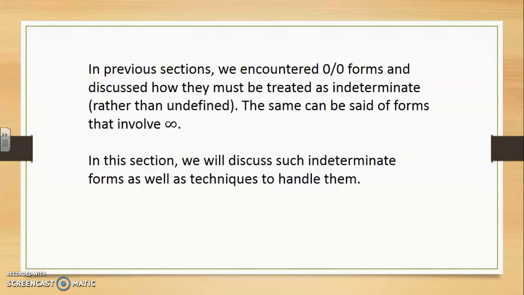In previous sections we encountered 0 over 0 forms and discussed how they must be treated as indeterminate. Rather than calling them undefined, you have to recall that 0 over 0 meant that more work needed to be conducted in order to establish whether the limit exists or not. The same can be said of forms that involve infinity. In this section, we're going to discuss indeterminate forms as well as techniques to handle them.